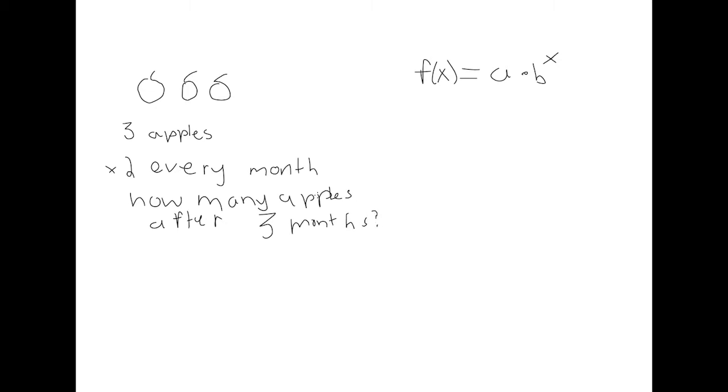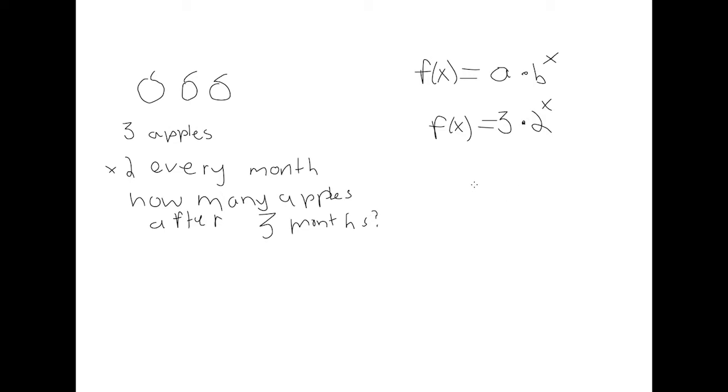Okay? So how could we use this function, this sort of format, to find out how many apples we'll have after 3 months? Well, we know that A is going to be our initial amount, so it's going to be 3, right? And we're going to multiply it by how much we're multiplying it by every unit of time. And in this case, it's a month. Our unit of time is a month. So we're going to multiply it by 2 to the x, okay?